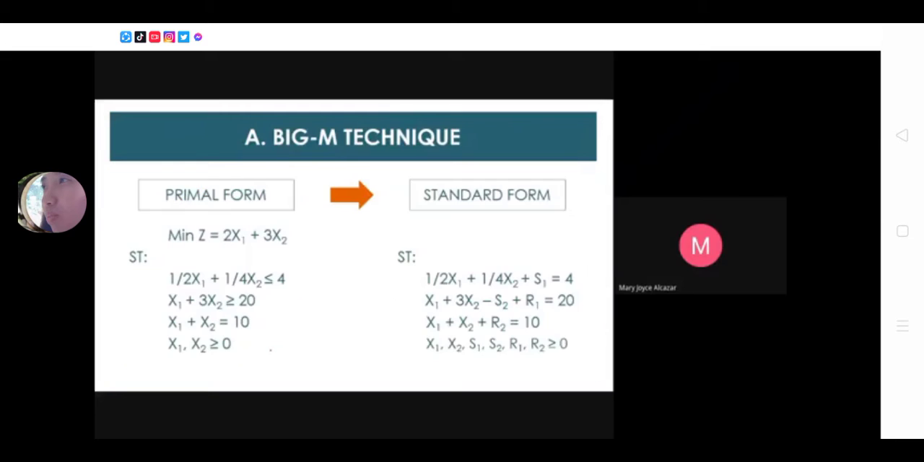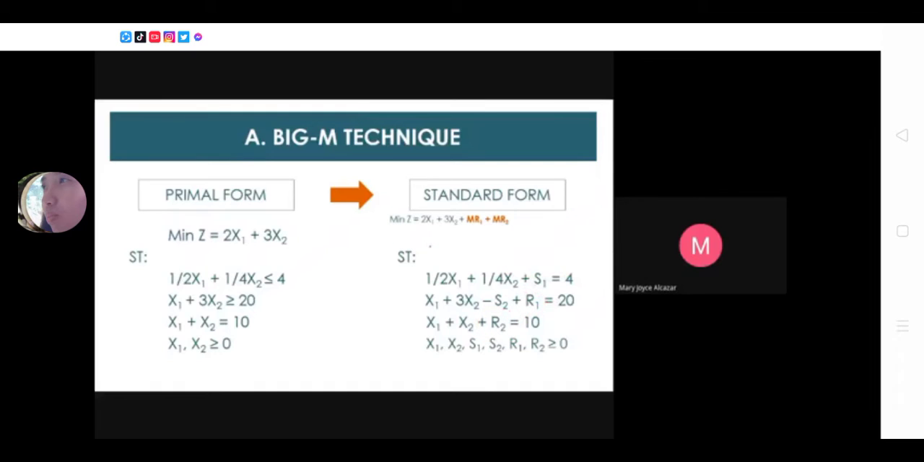So for example, in our example here, since we have two artificial variables, we will multiply these variables by M and then add them to the original objective function. So the original objective function now becomes min Z = 2x1 + 3x2 + MR1 + MR2. We added two terms since we have two artificial variables here. If you have R3 or R4, you need to add plus MR3 plus MR4 and so on.